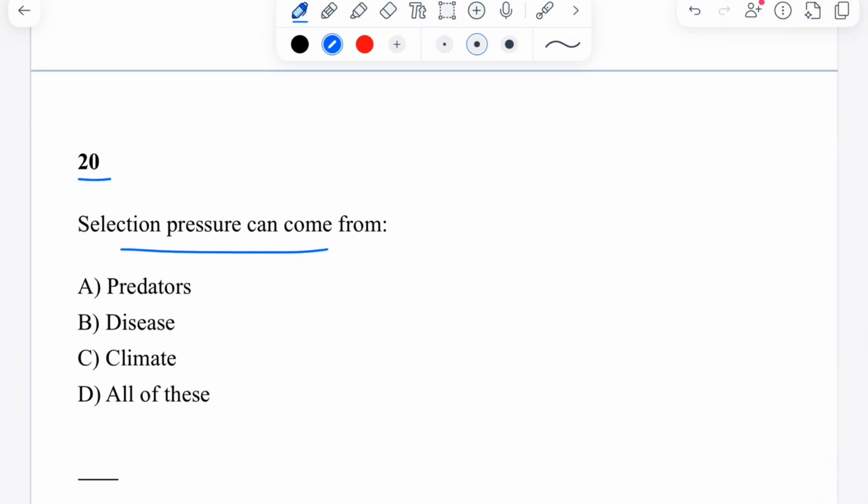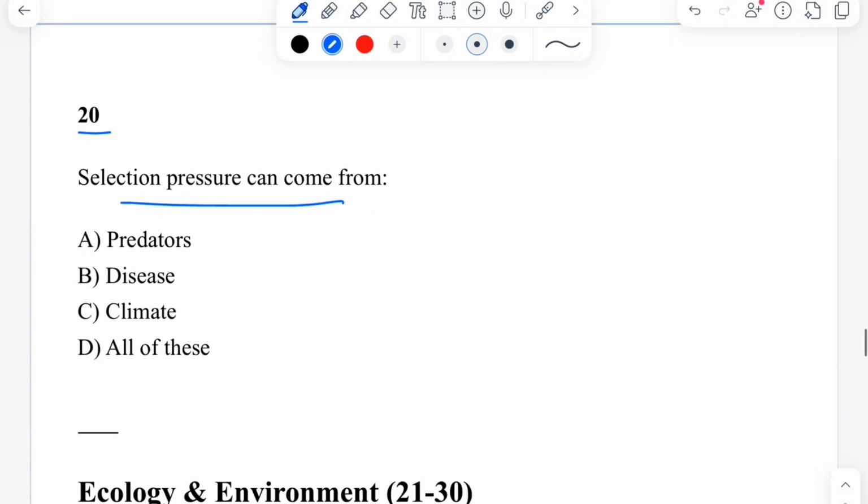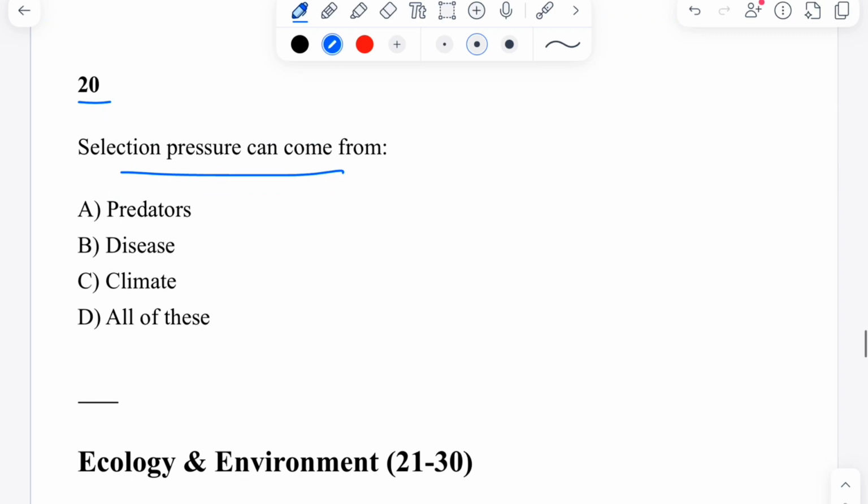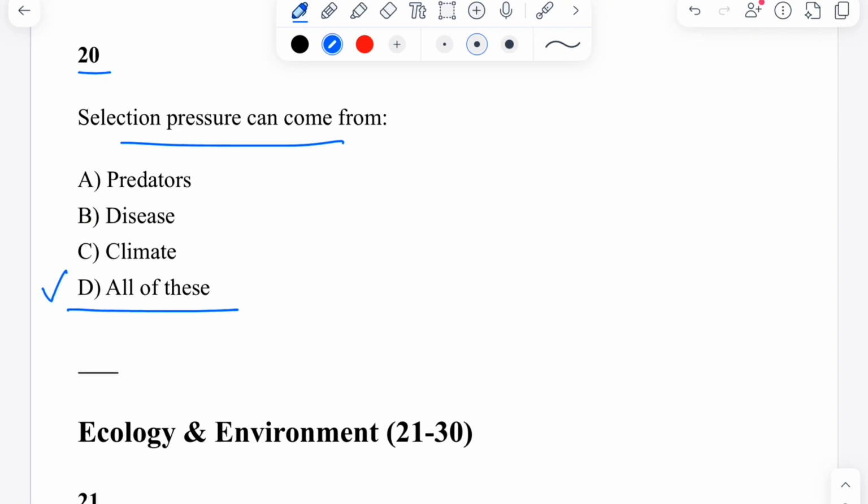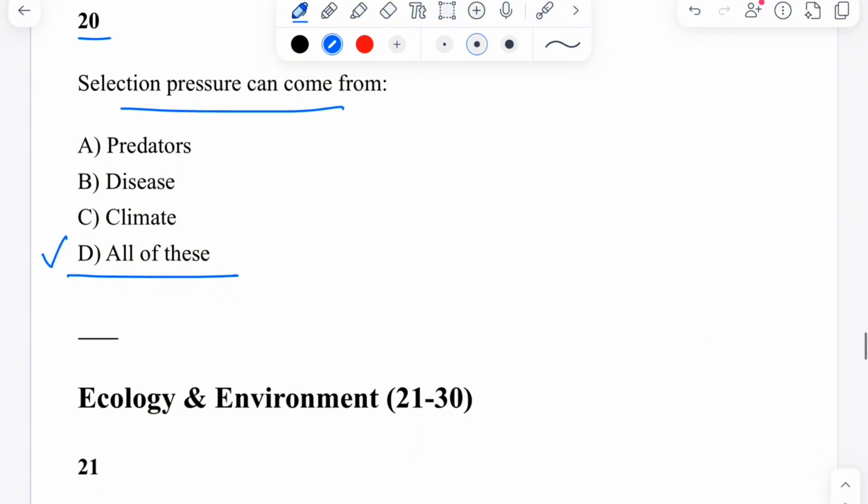So, number 20. Selection pressure can come from A. Predator, B. Disease, C. Climate, and D. All of these. It's D, all of these. Predator, disease, and climate can all cause selection pressure.